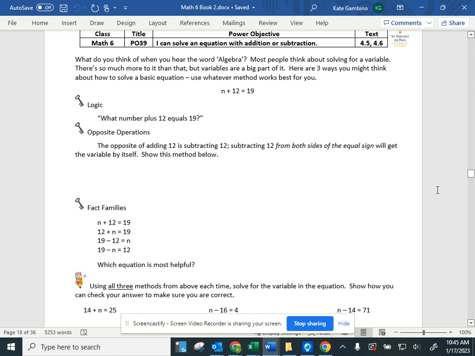Morning. Today we are continuing with our unit. We're stepping up from doing an expression. Our last objective was working with our expressions. Now PO39 is I can solve an equation with addition or subtraction. So now we're working with equations.